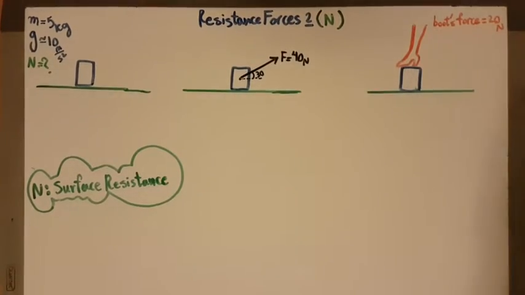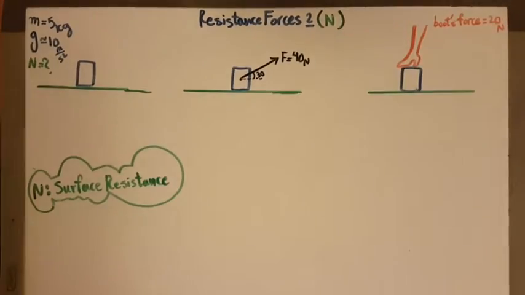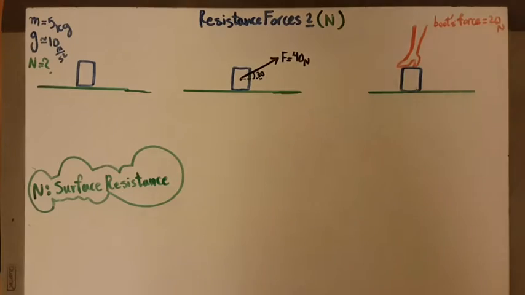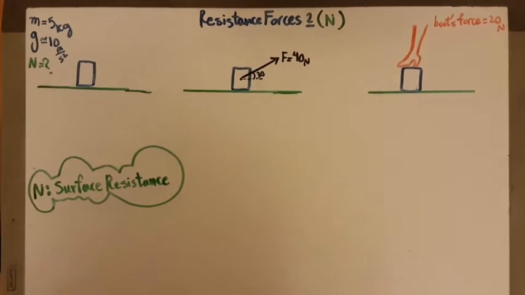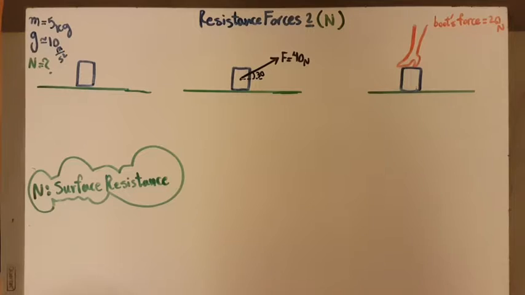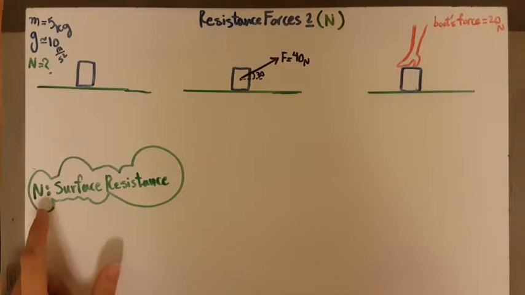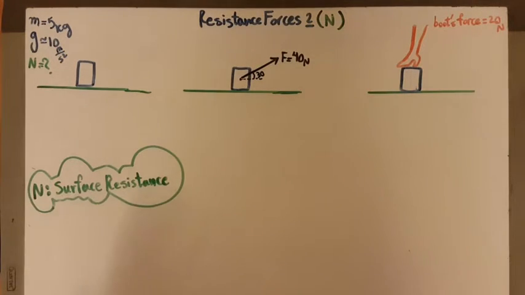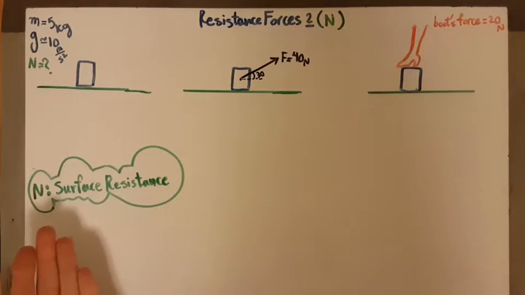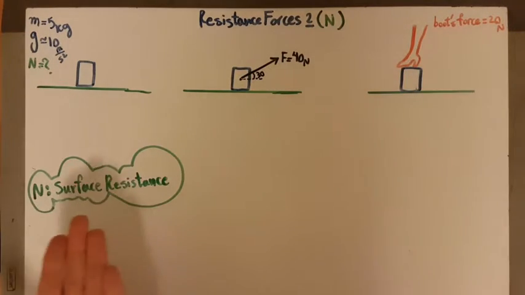Okay, everyone. In 1.9, we talked about resistance forces. Introduced two examples of friction and normal force, and let's call normal force surface resistance because it is the resistance of the surface, and in some countries it's called surface resistance, which I believe is a very good name for it.